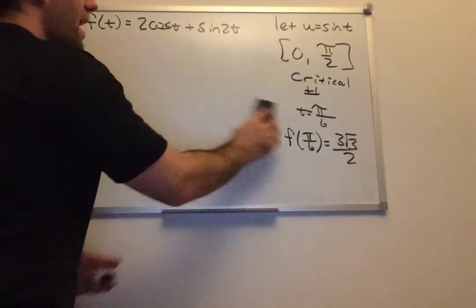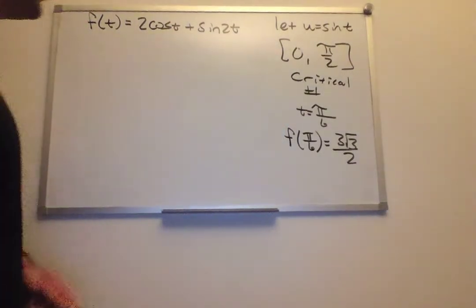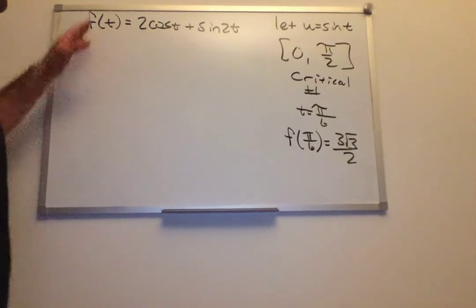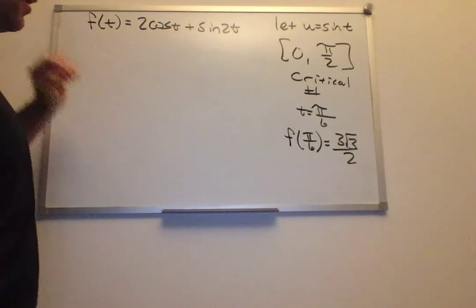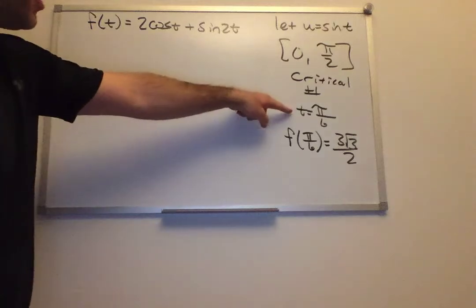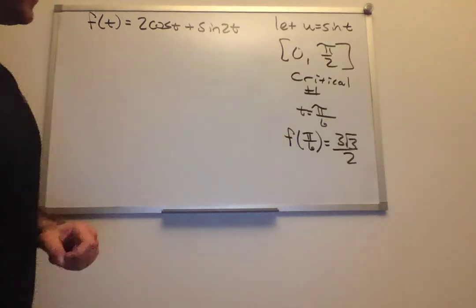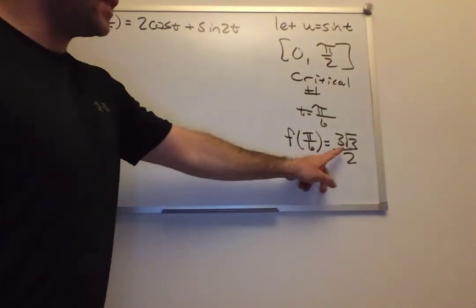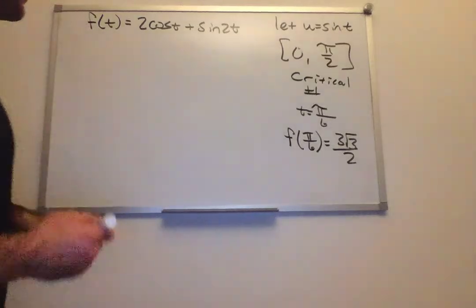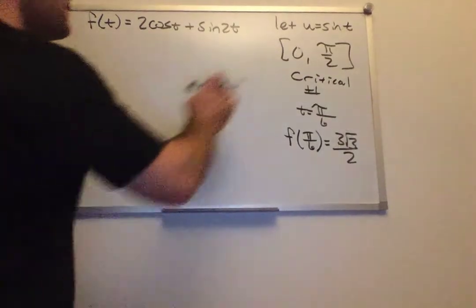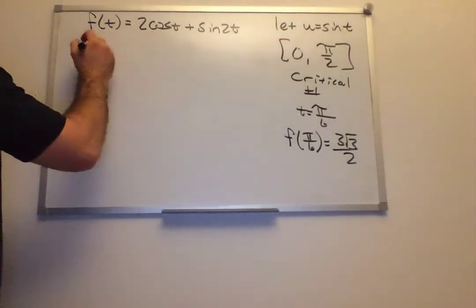Alright, so now that completes step 1. Just to go through it again, we took the derivative and set it equal to 0. Upon doing that, we solved for t. Here was our critical number, pi over 6. And then we evaluated the function at pi over 6 to get this function value. Now step 2 says evaluate the function at its endpoints.